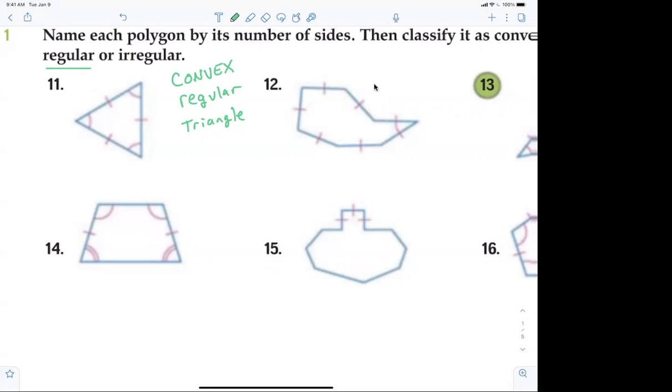And then 12 sides. 12. What? 12 sides is a dodecagon. You're correct. Now, listen for me. Generally, I don't care about 11, 12, 13. After you get so many, if there's 13 sides, you just call it what? 13-gon. Or 20 sides is a 20-gon. Things of that nature.